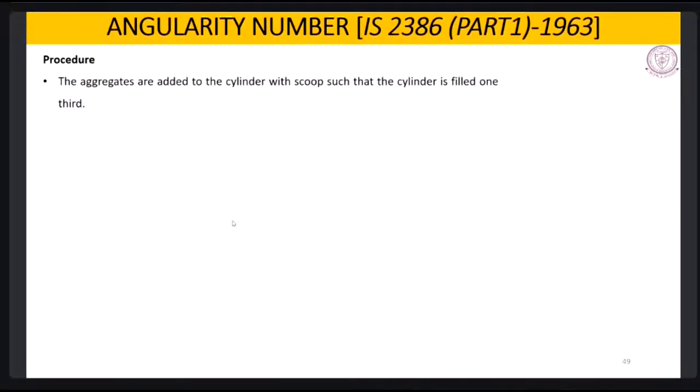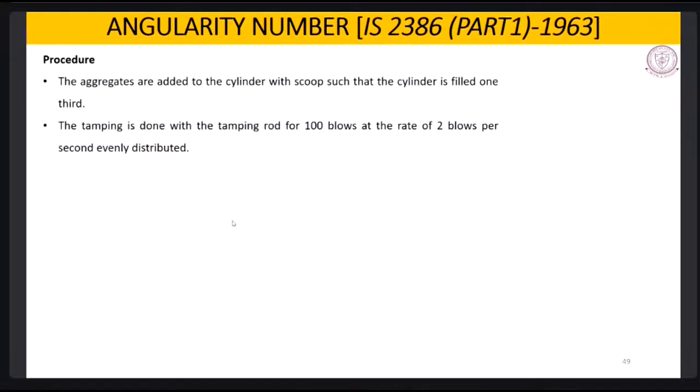It is similar to the previously mentioned test, but there is a slight difference: it is also filled in 3 layers, but the number of blows is different. In those tests, the tamping was done with 25 blows at each layer, but in this case, the tamping is done with the tamping rod for 100 blows at each layer. So we fill the cylinder in 3 layers, and each layer is tamped 100 times at the rate of 2 blows per second, and it should be evenly distributed.